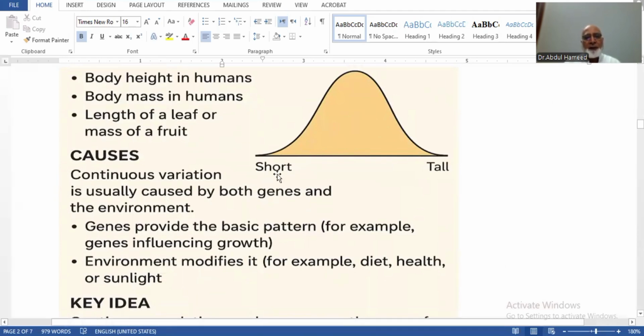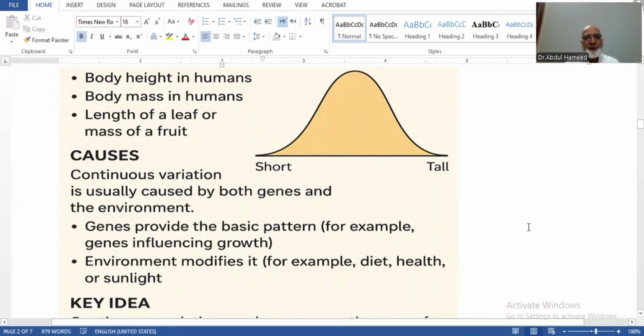There is a short limit and a tall limit, but in between them, we know there are a lot of differences among the individuals of the same species. So what are the causes? Continuous variation is usually caused by both genes and the environment.